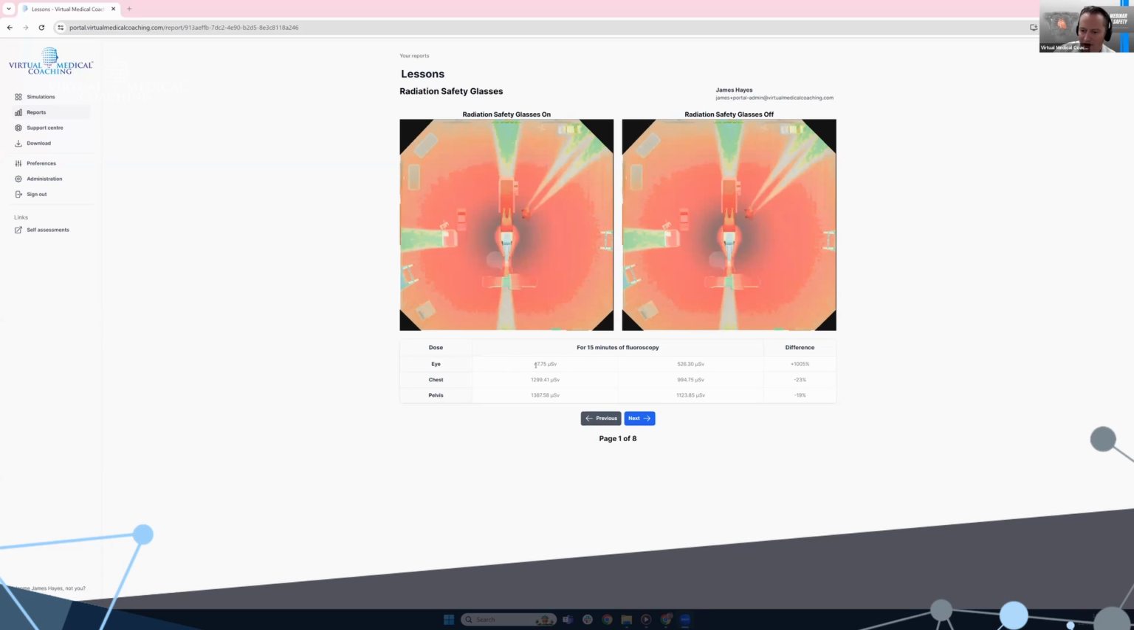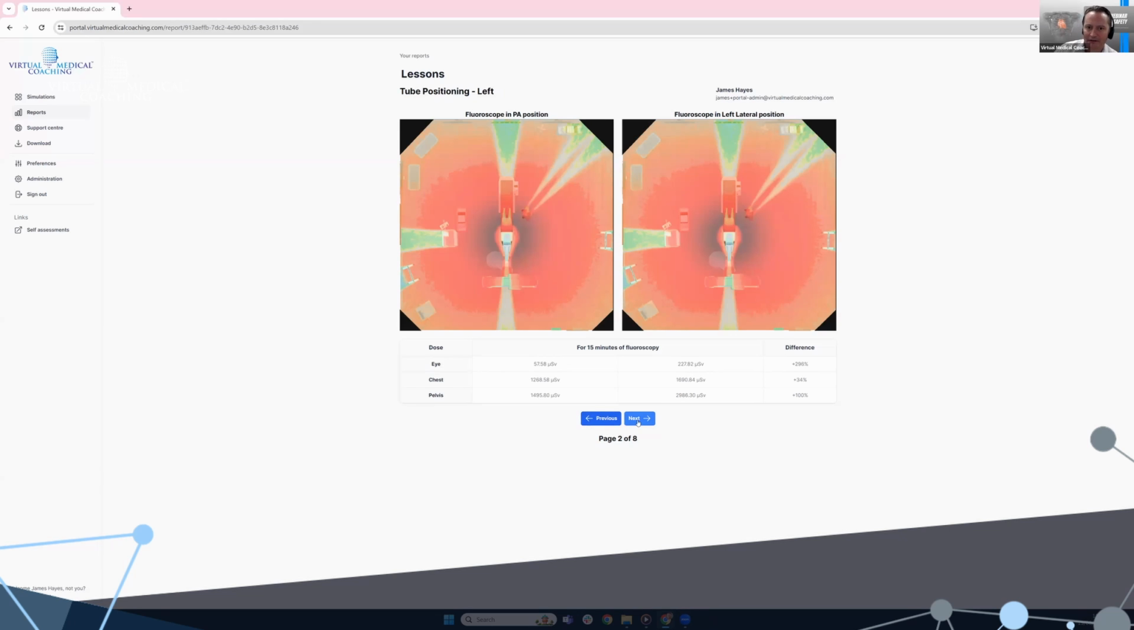So I have no glasses on. Sorry, I have my radiation safety glasses on in the first part of the lesson, and I don't in the second. And you can see there's the difference of 1005%. So this is what I was sort of saying. This is a really quick way of showing someone this is massively important.